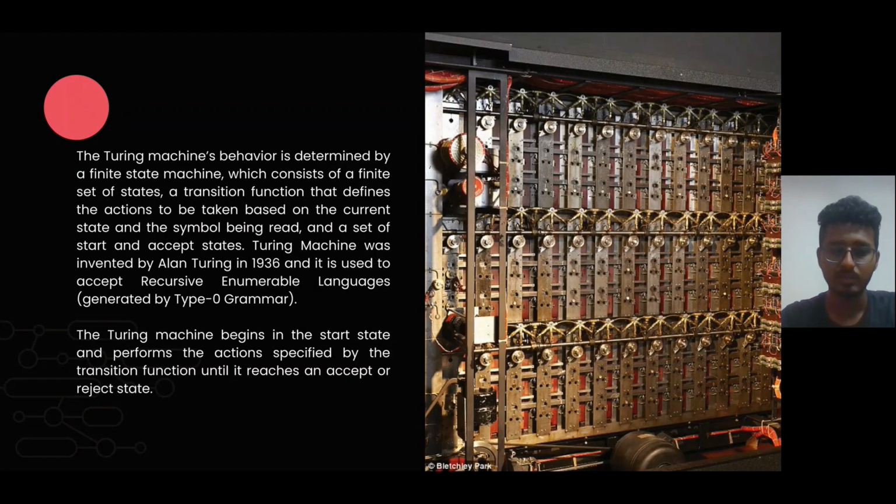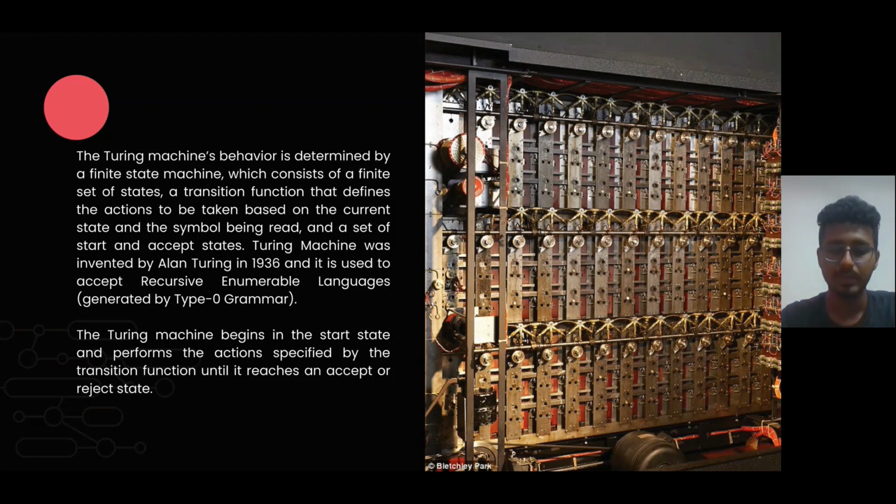The Turing machine's behavior is determined by a finite state machine, which consists of a finite set of states, a transition function that defines the actions to be taken based on the current state and the symbol being read, and a set of start and accept states. Turing machine was invented by Alan Turing in 1936, and it is used to accept recursively enumerable languages. They are languages generated by type 0 grammar.